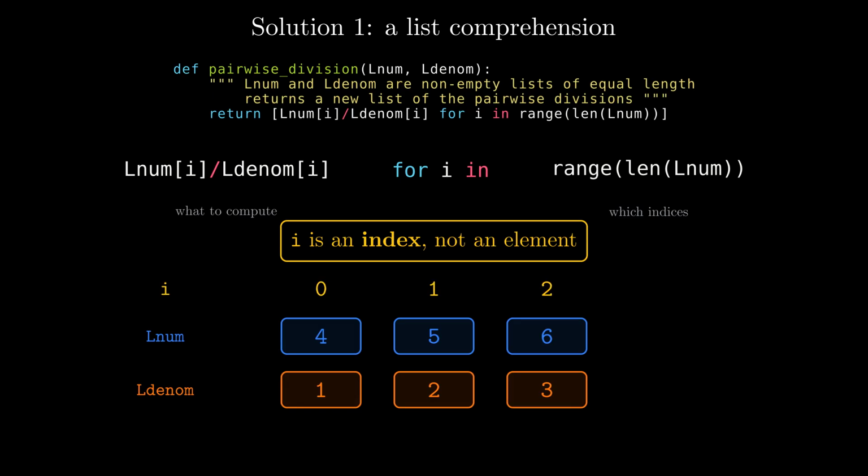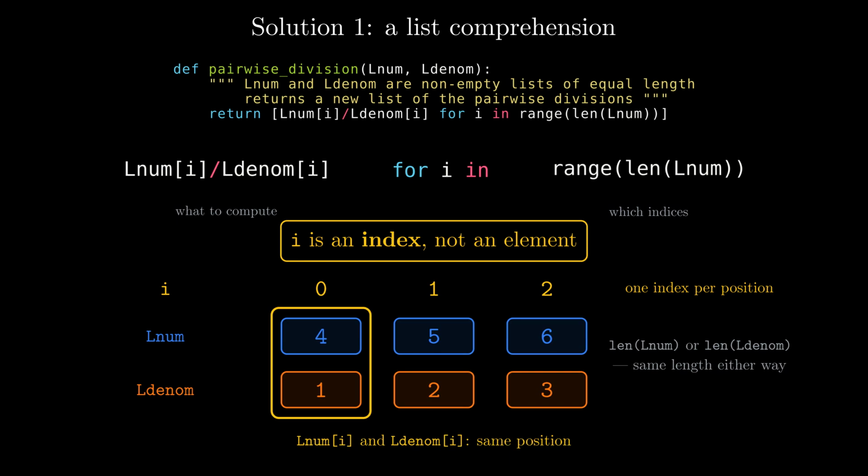Range of the length of lnum counts 0, 1, 2, one index for each position, and remember the range call. Either list works inside the length call since they are the same length. Because the I is an index, lnum at I and ldenom at I are guaranteed to be matching elements, the same position in both lists.